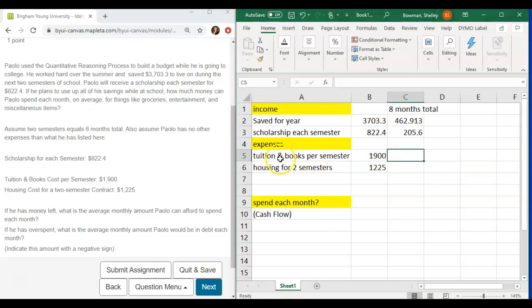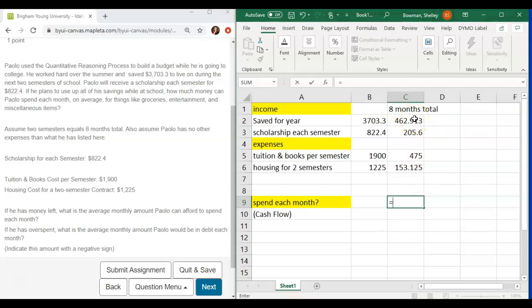Down here for tuition and books, again, this is per semester, so we can take this one and also divide it by 4. The bottom one here is housing for both semesters, so this one is for the entire thing, and so we will divide this one by 8. Now we have the total income and the total expenses per month, and I can find the cash flow by adding up all of the expenses and adding up all of the income and subtracting the expenses.